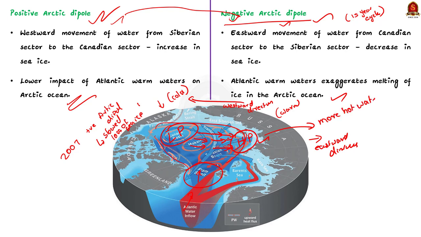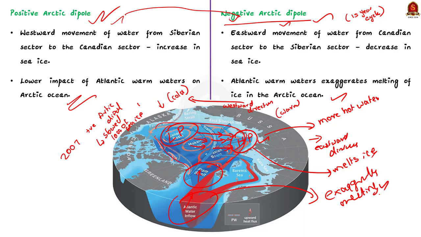In this situation, the warmer and the saltier Atlantic waters exaggerate the melting of the Arctic sea ice. So, the negative Arctic dipole condition favors the Atlantic warm waters to influence the Arctic waters. This is all about atlantification.